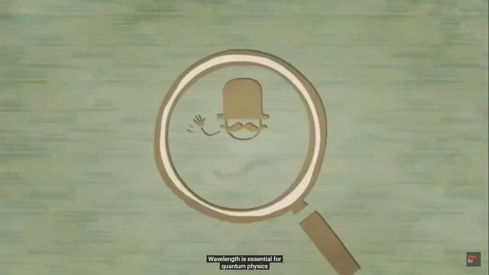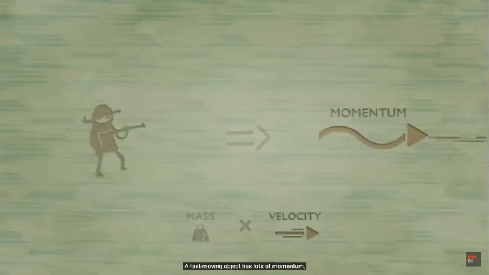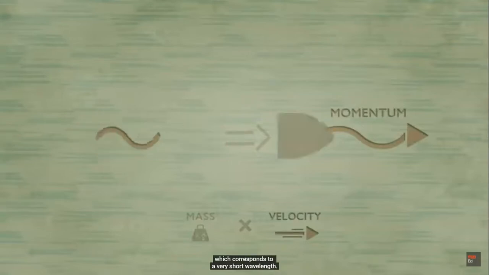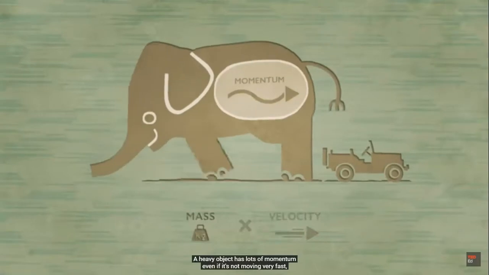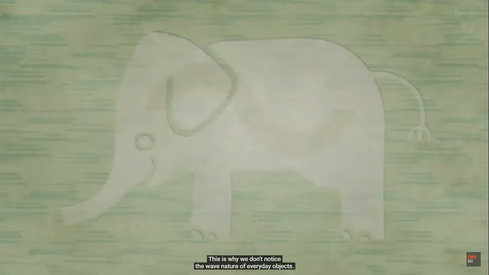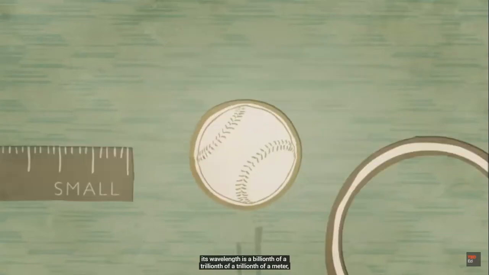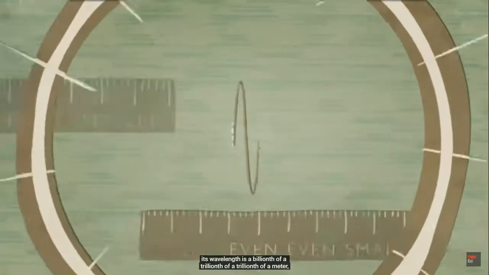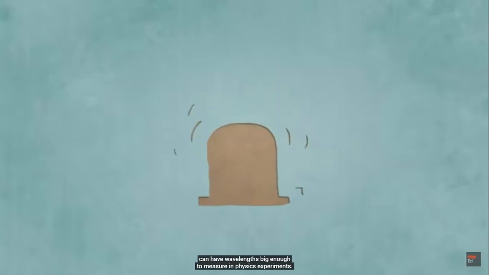Wavelength is essential for quantum physics because an object's wavelength is related to its momentum, mass times velocity. A fast-moving object has lots of momentum, which corresponds to a very short wavelength. A heavy object has lots of momentum even if it's not moving very fast, which again means a very short wavelength. This is why we don't notice the wave nature of everyday objects. If you toss a baseball up in the air, its wavelength is a billionth of a trillionth of a trillionth of a meter, far too tiny to ever detect. Small things, like atoms or electrons, though, can have wavelengths big enough to measure in physics experiments.